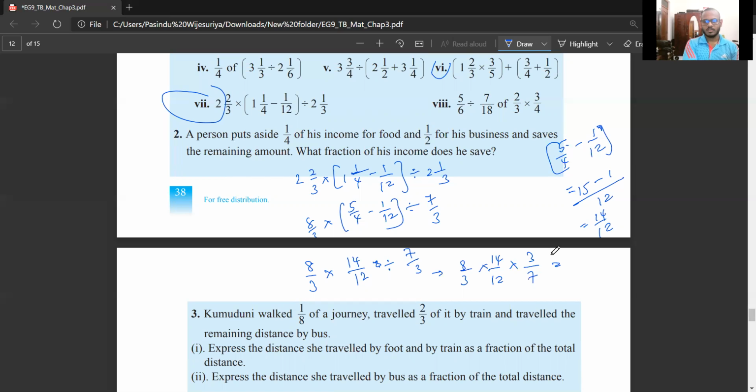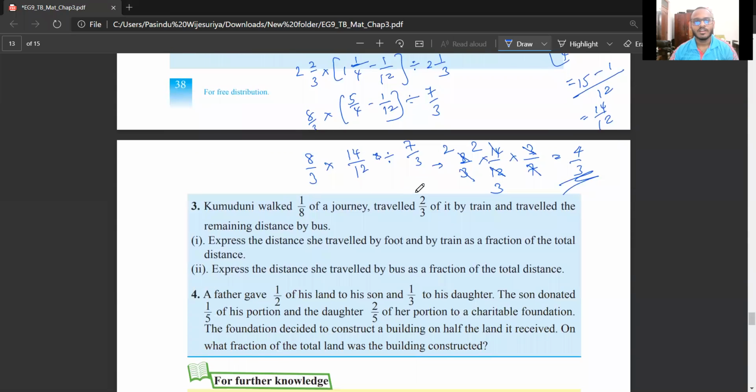Here you can cut these 2. Then how many 4s are there? 2. How many 4s are there? 3. There are 2. So it comes as 4/3 is the answer. I hope it's clear to you all.